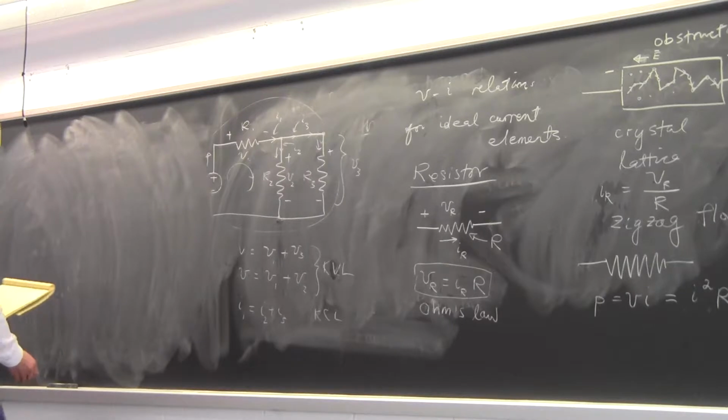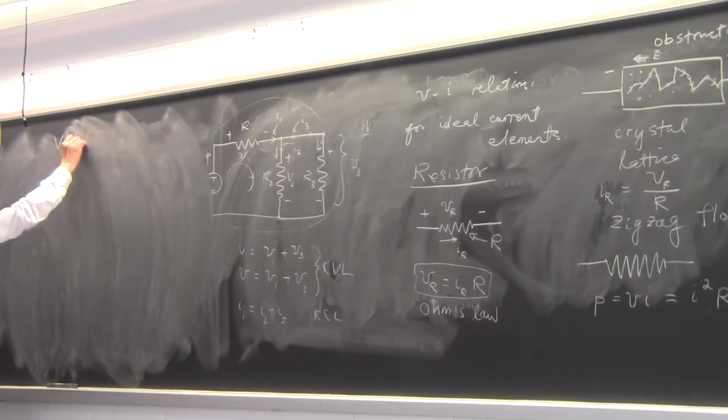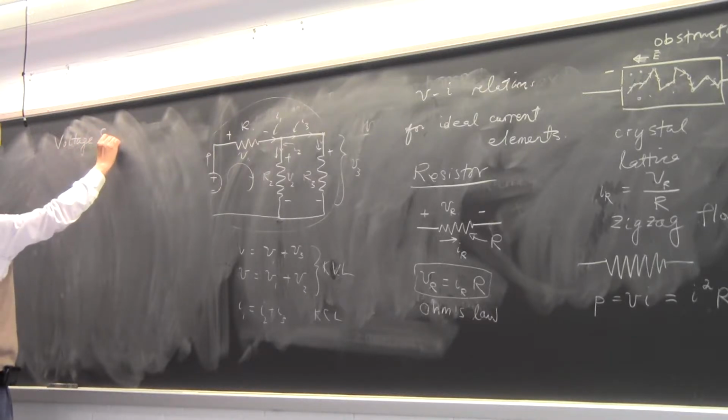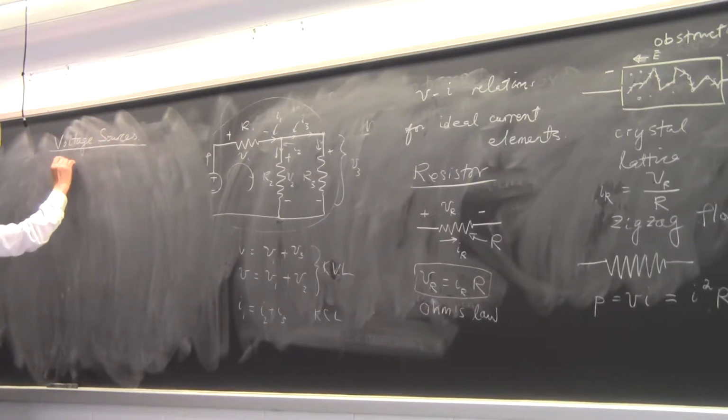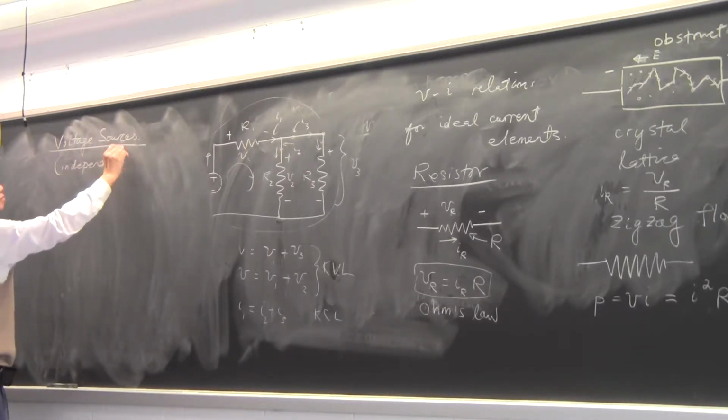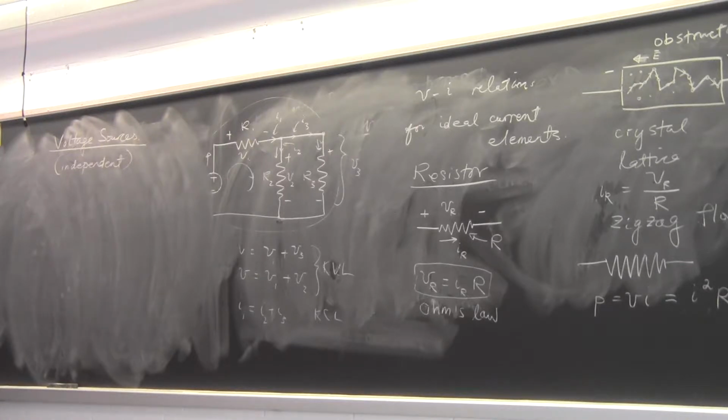Well, I'd like to talk about voltage sources next. And I'd like to talk about voltage sources that are independent. Okay, or independent voltage sources. And usually we denote that with a symbol that looks like this. And that is a voltage source.